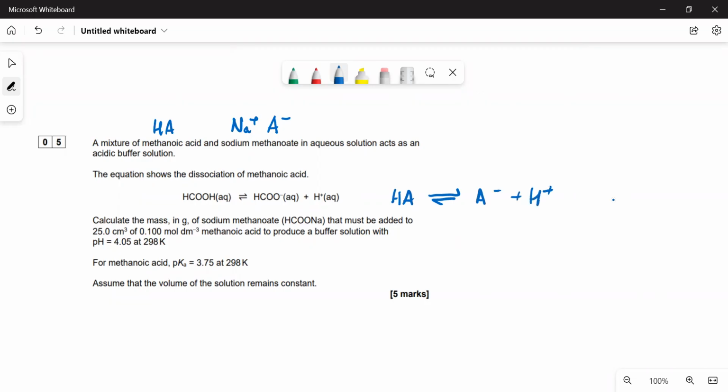Calculate the mass in grams of sodium methanoate that must be added to that much methanoic acid to produce a buffer solution with that pH. This is a buffer calculation. Don't forget the Ka expression is A minus H plus concentration over HA. Whenever I do a buffer calculation, I always rearrange to get H plus as the subject.